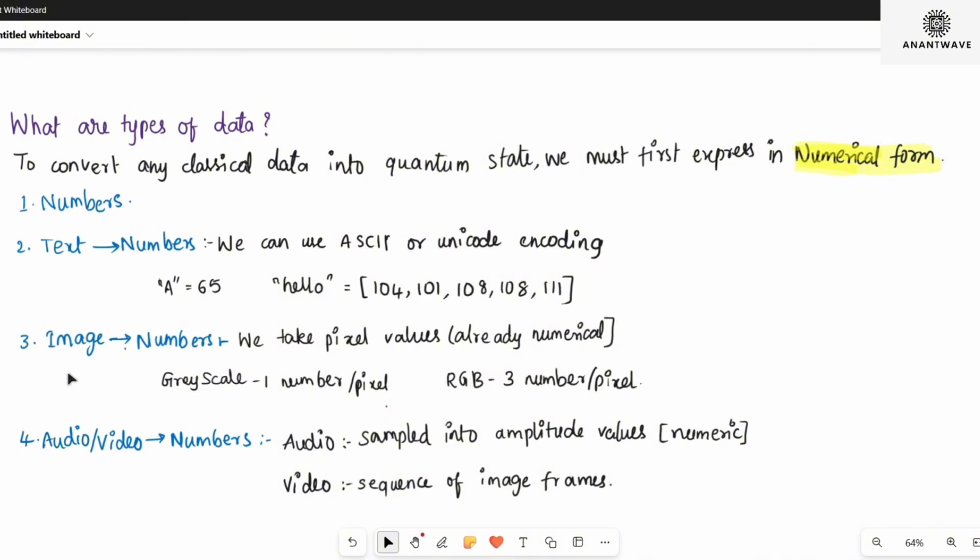Image: we take pixel values. An image is a matrix of pixel values, right? So these pixel values are already numerical. In a grayscale image, we have one number per pixel. This is the intensity or brightness. RGB: in an RGB image, we have a value for red, one for green, and one for blue. So we'll have three numbers per pixel. Audio and video: audio can be sampled into amplitude values, which are numerical. Video is again a sequence of image frames. Images are a bunch of pixel values, which are numerical values and can be encoded.